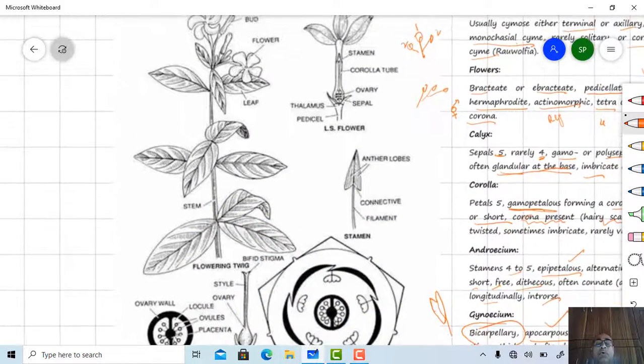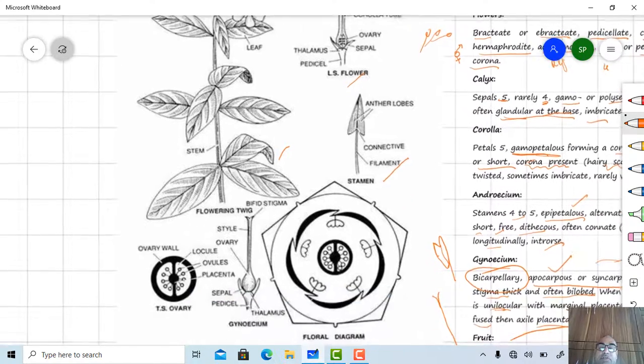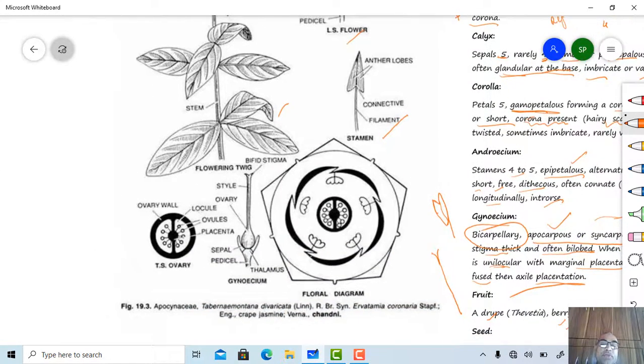One more plant, twig, V.S. of flower, stamen. Then just see the floral diagram, T.S. of ovary and gynoecium. So this is about today's family.